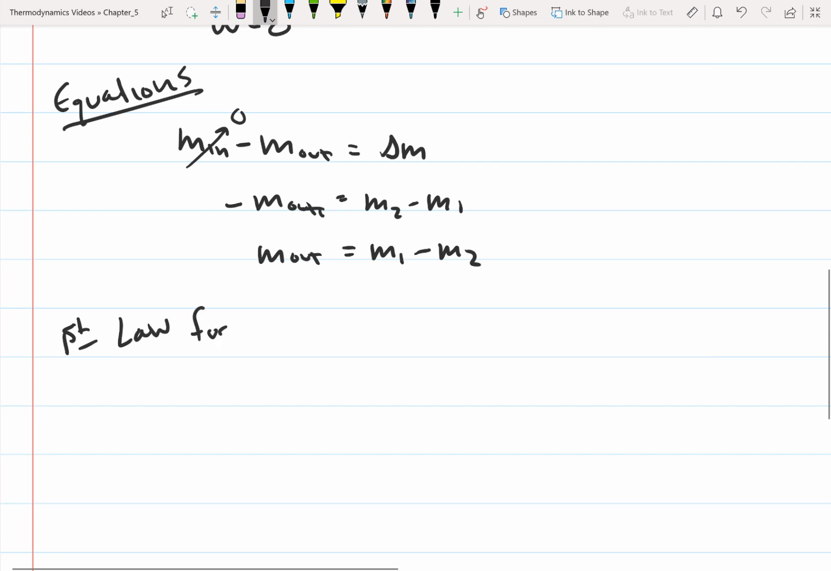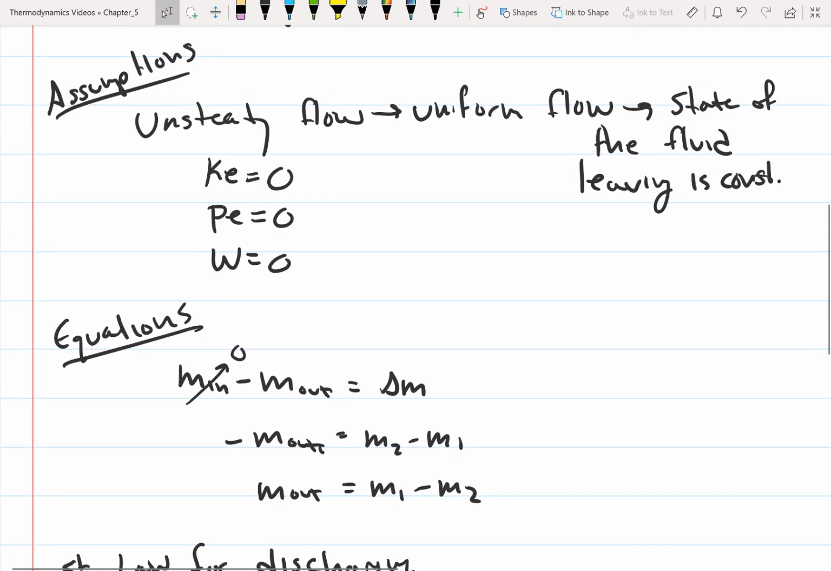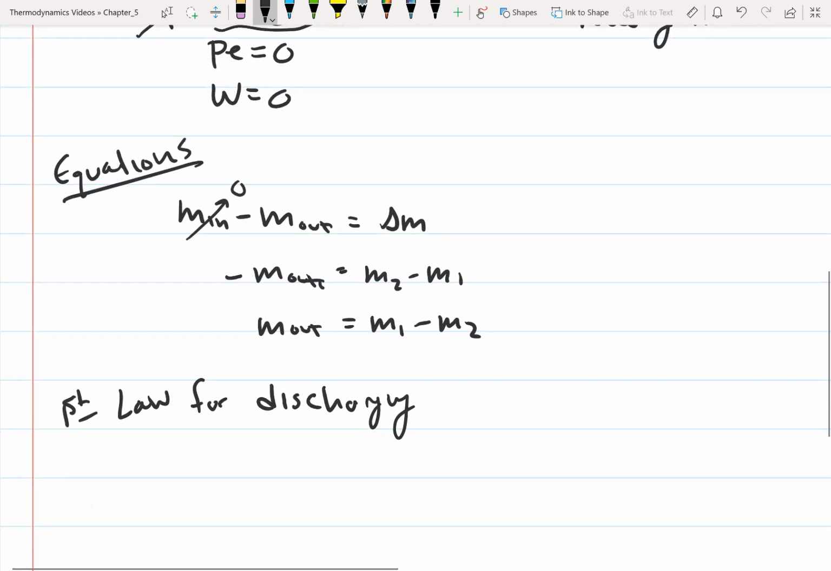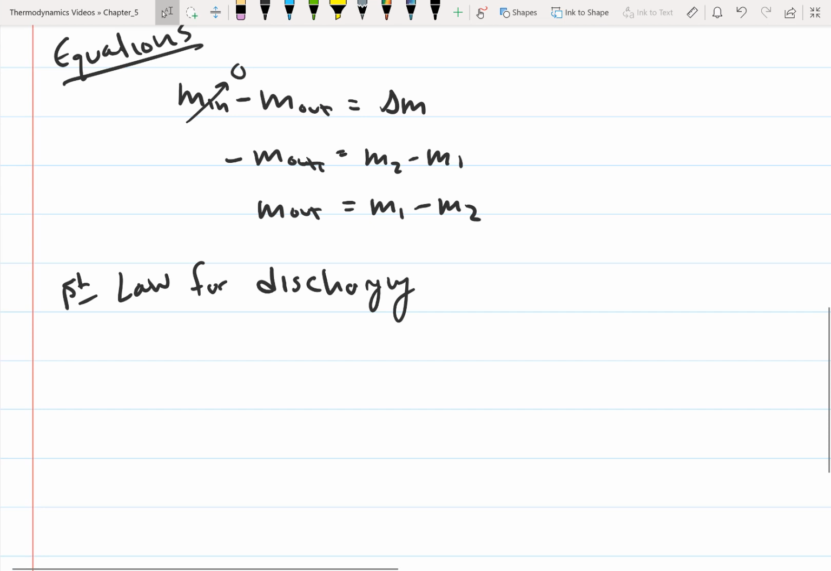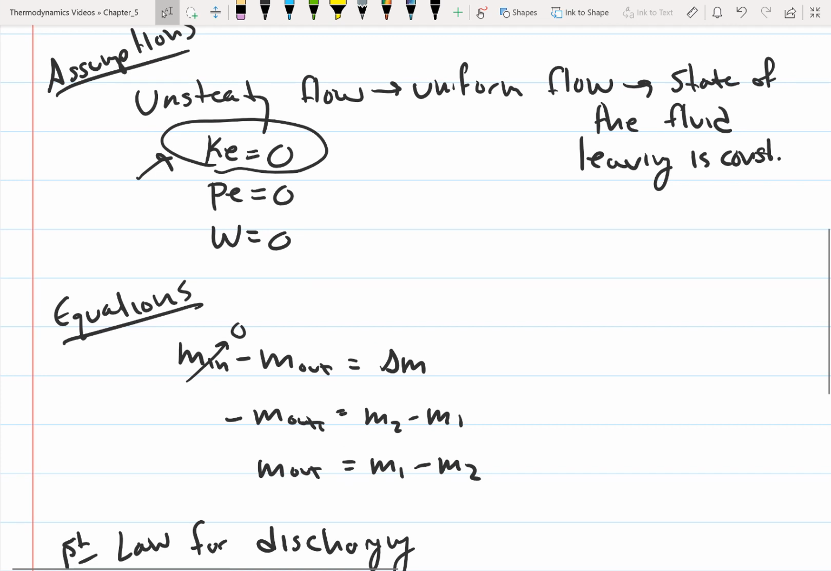And the one assumption that we made that might not be true for all problems is assuming that the kinetic energy is 0. Actually, we didn't assume the work was 0, so sometimes your kinetic energy, or your change in kinetic energy, might not be 0, and you'll need to consider it. But we're going to use this first law for discharging because we know that the assumptions built into it apply for this equation.